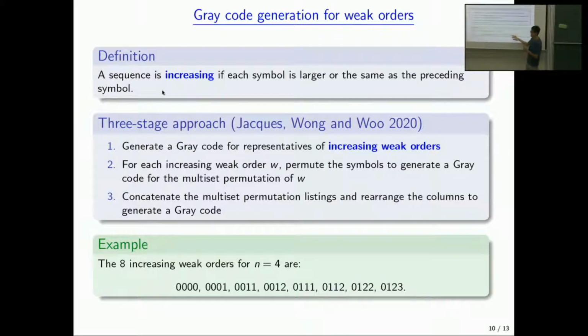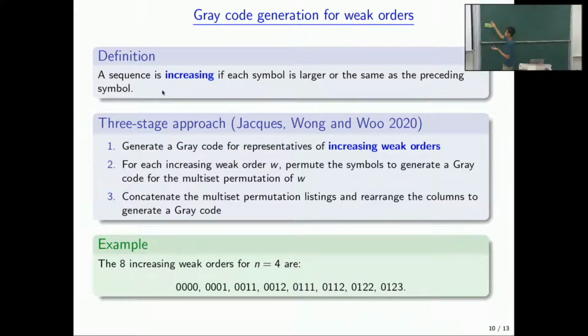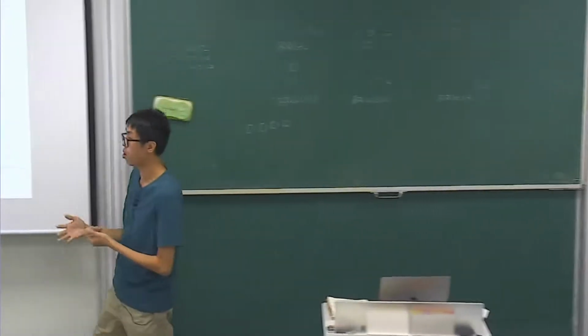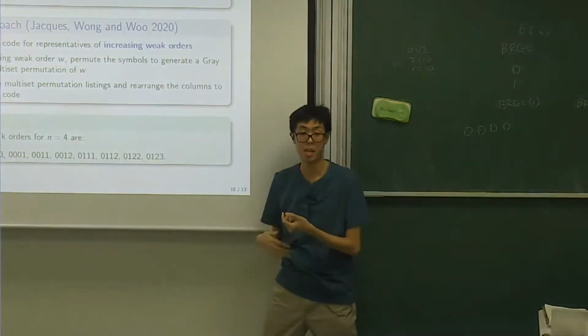So these are the representations, and the next step is that we try to permute the symbols. For example, when we have 0, 1, 1, 2, we can permute them to get 0, 2, 1, 1, 0, 1, 2, 1, 0, etc. We permute them, and eventually list out all the possible weak orders. That's basically the big idea.